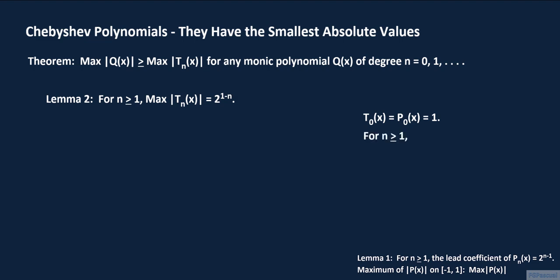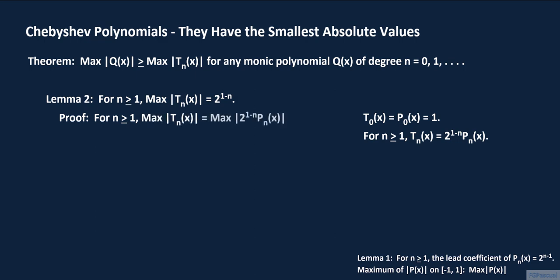For n greater than or equal to 1, the lead coefficient of p_n(x) is 2 raised to the n minus 1 power, and so we let T_n(x) be equal to 2 raised to the 1 minus n power times p_n(x). T_n(x) is now monic for all n greater than or equal to 0. And so to begin the proof of lemma 2, we have for n greater than or equal to 1, max |T_n(x)| equals max |2 raised to the 1 minus n power times p_n(x)|.